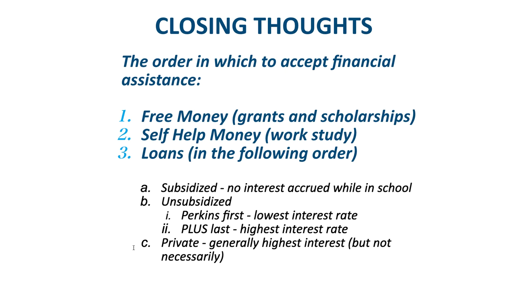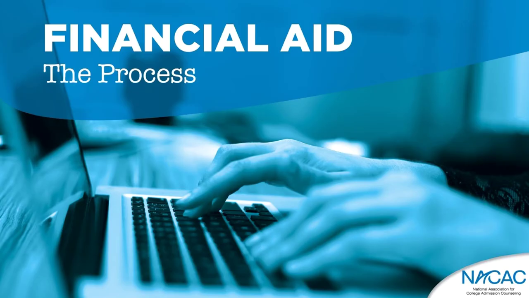Maybe you can avoid the private loan altogether. Maybe you can get an extra job or find some other line of credit with a low interest rate, but we generally like to avoid the private loans. And that is it in a nutshell. That is the process of financial aid with some additional recap information for you.